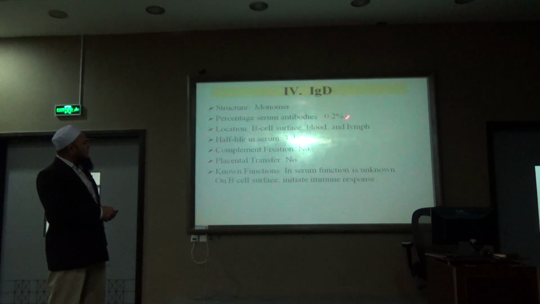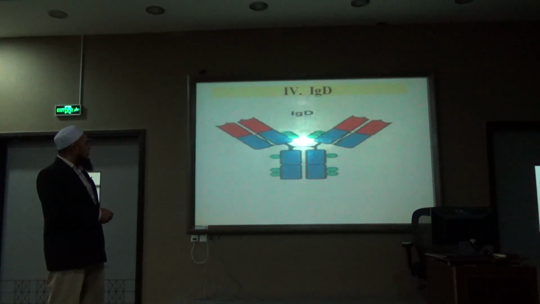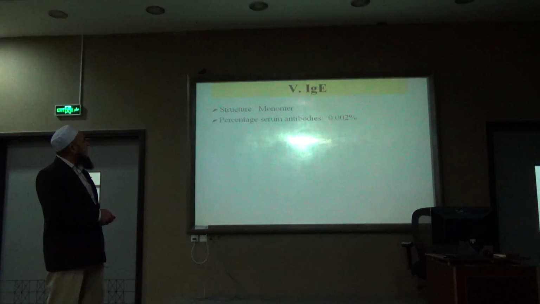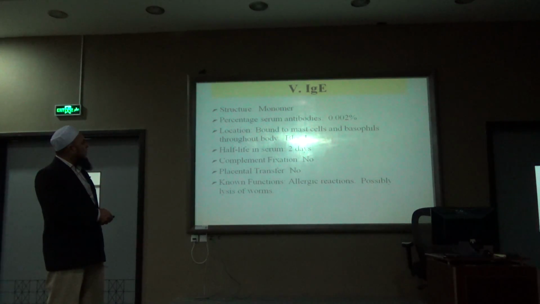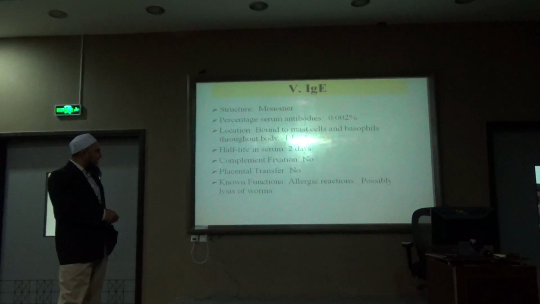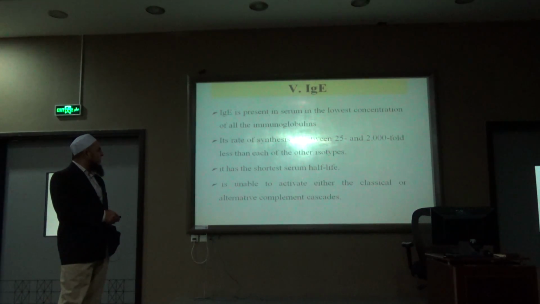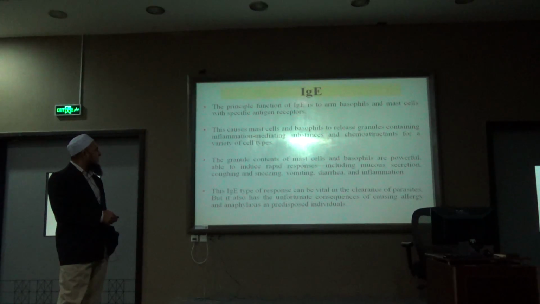IgD is a monomer, very low at 0.2%, and its function is not known. And IgE again is a monomer, at a very low level, and serum half-life is only 2 days, and it is very important for allergic reactions.